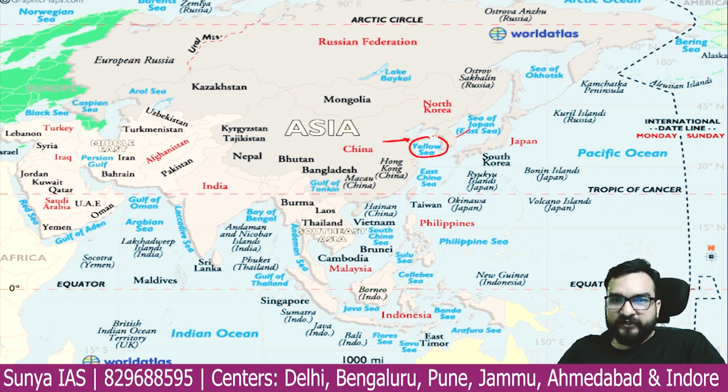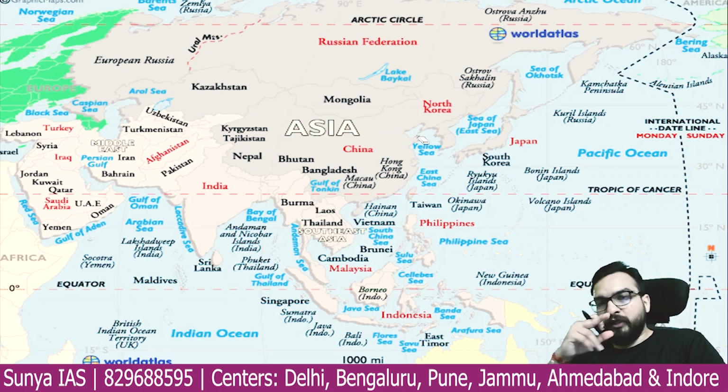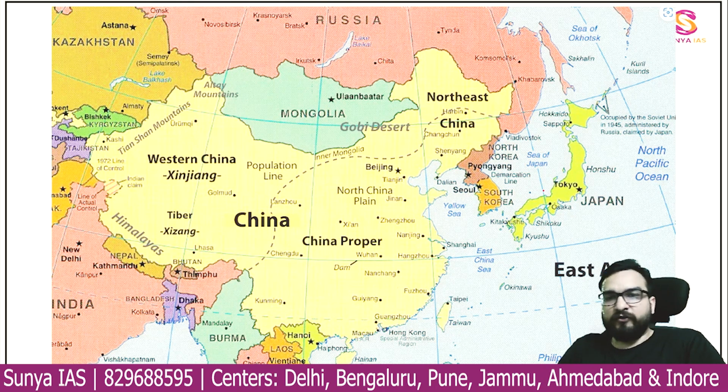To the east of China, you will see the Yellow Sea. Yellow, why yellow? We will see which particular river's mouth this Yellow Sea is at. Then you will come downward and find the East China Sea. See this particular map, guys. Sea of Japan, you got it.